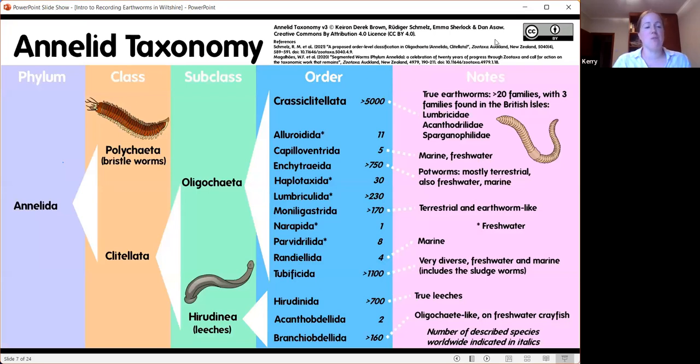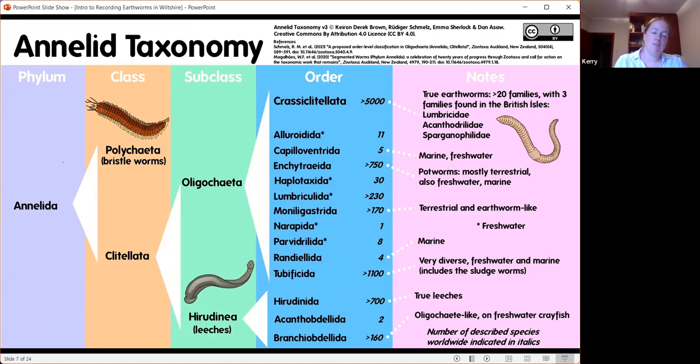The taxonomy of earthworms, or of annelids more widely, is a mess. And Keiron spent a lot of lockdown with earthworm scientists from around the world trying to agree amongst themselves where earthworms fit in the annelid group.